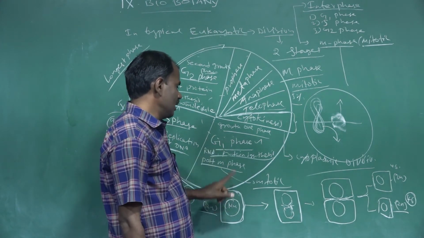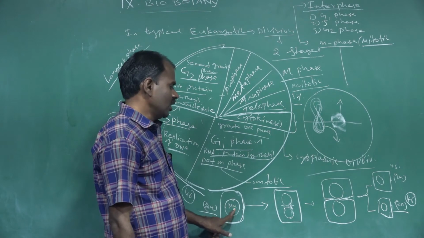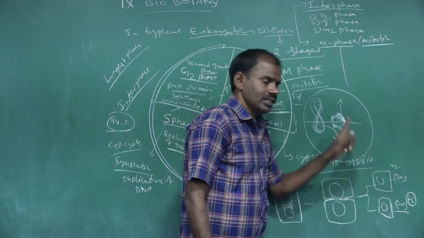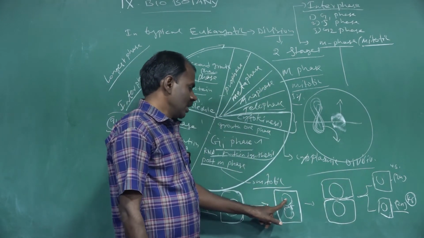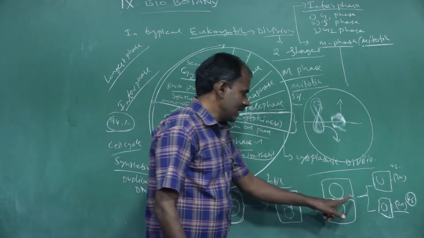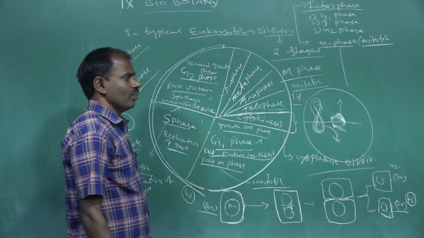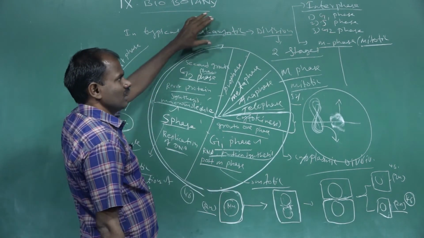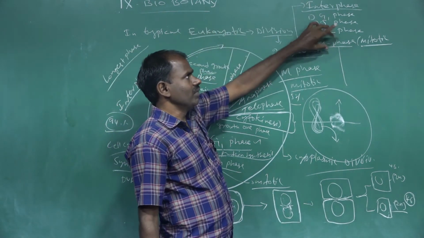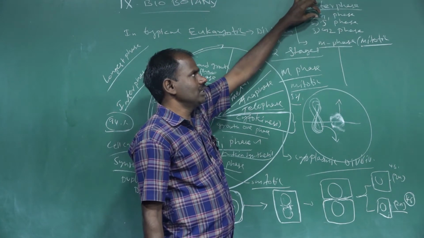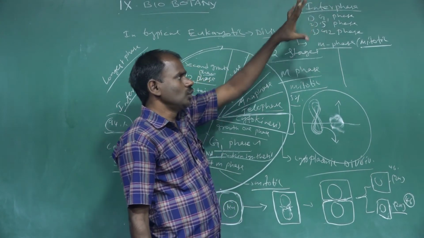The process is called cell division. A single cell produces two daughter cells. The first division is nuclear division, and the second division is cytoplasmic division. The nuclear division is followed by the cytoplasmic division. There are two stages of the cell cycle: interphase and M phase. Interphase has three substages: G1 phase, S phase, and G2 phase.